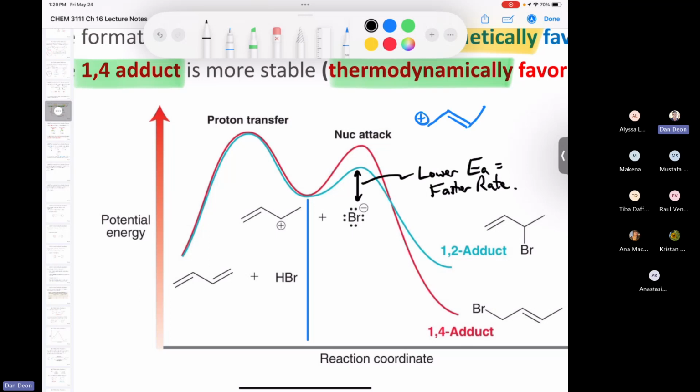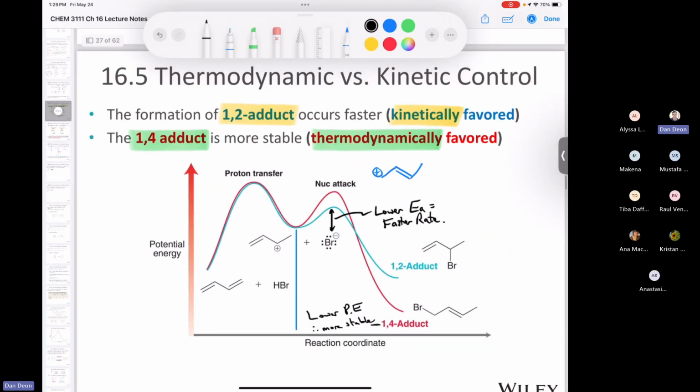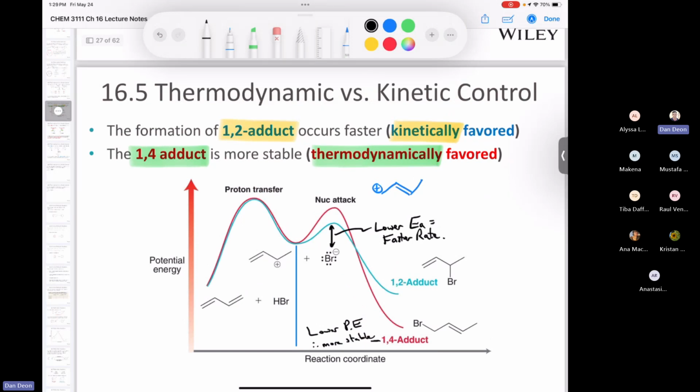But if we look at the potential energy, you see that the 1,4 adduct is more stable, right? Lower potential energy, therefore more stable. So it's a battle between the two. It's a battle between reaction rate and stability of the final product. So how do you control them? Well, it's with temperature, right?